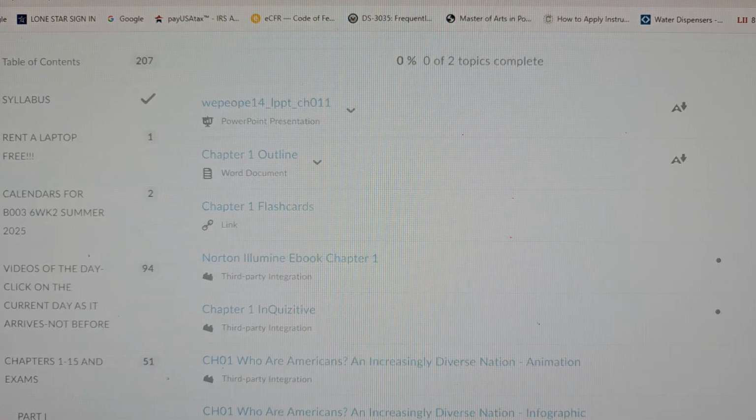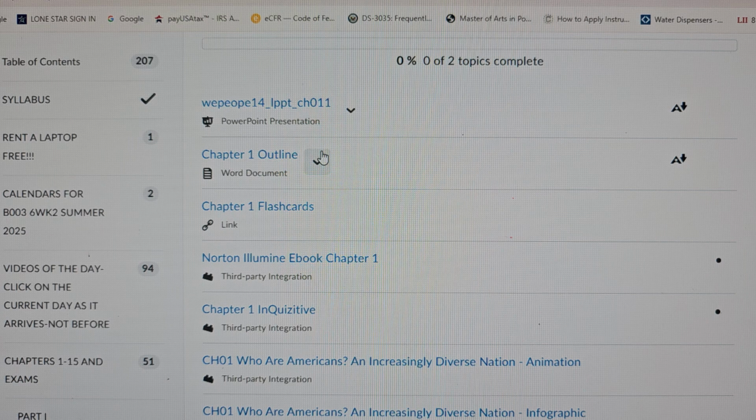These are not required that you have to do these. You don't have to do the PowerPoints or the outline or the flashcards. There's no grade associated with them. So you do them if you want to, or you don't do them if you don't want to. Okay, but this is what you have to do.